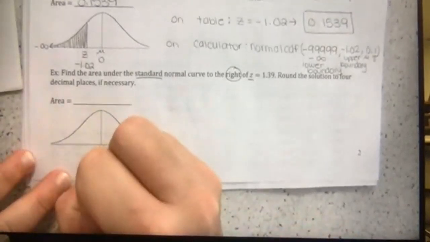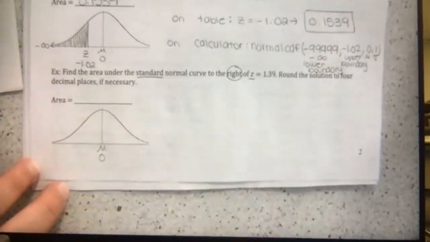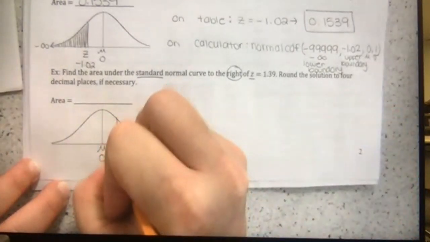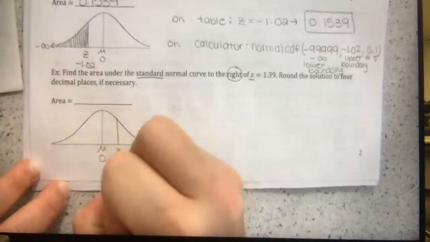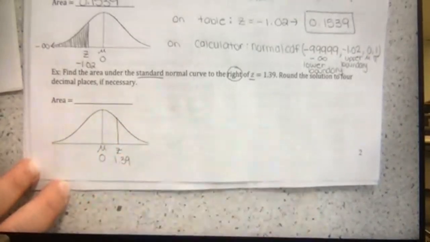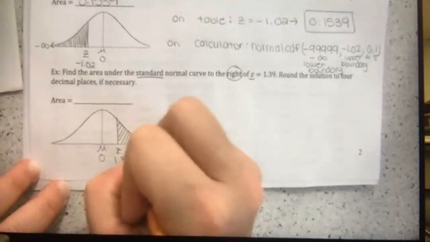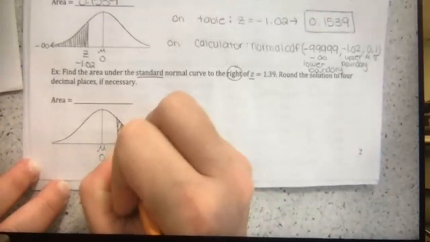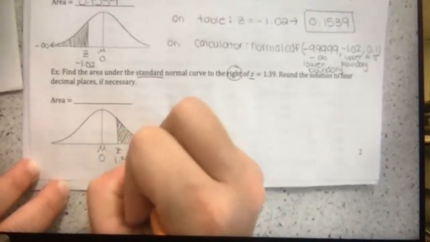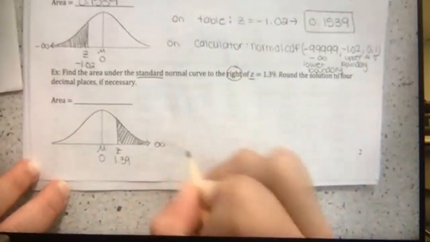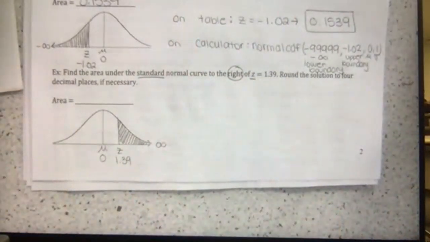So in the middle, we know is our mean, which is 0. Our z value is positive 1.39. So our z value is somewhere over here, positive 1.39. And we're looking at the area to the right. So I'm going to shade in the area to the right. Notice this graph goes on forever, and we're going on forever to the right, towards positive infinity.